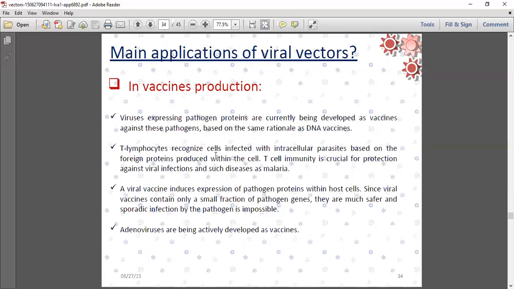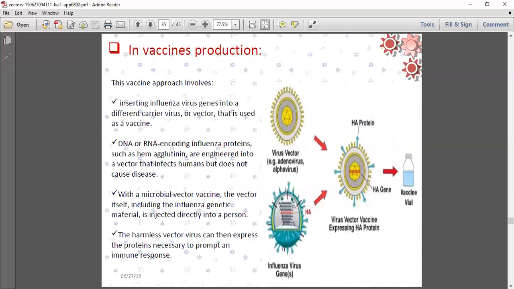Since viral vaccines contain only a small fraction of pathogen genes, they are much safer, and a periodic infection by the pathogen is impossible. So adenoviruses are being actively developed as vaccines, with the pathogenic gene present in the least amount. This vaccine approach involves inserting influenza virus genes into a different carrier virus or vector that is used as the vaccine. So the DNA or RNA encoding the influenza protein, hemagglutinin, is carried in the vector.